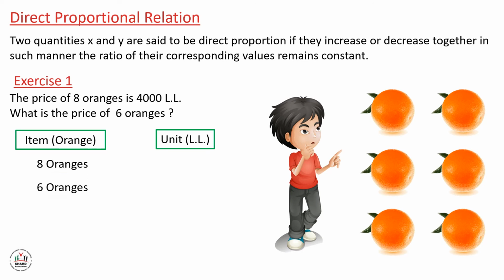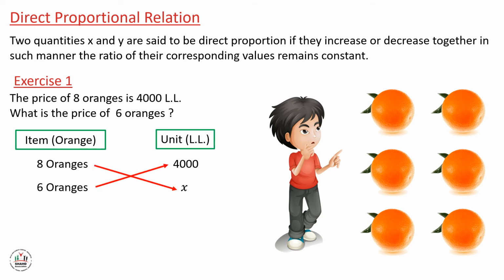So we only need to rearrange the given. We put the item, which is the oranges, at the left, and the unit, which is Lebanese lira, on the right. 8 oranges cost 4,000 Lebanese lira, and 6 oranges cost X. We don't know how much they cost.